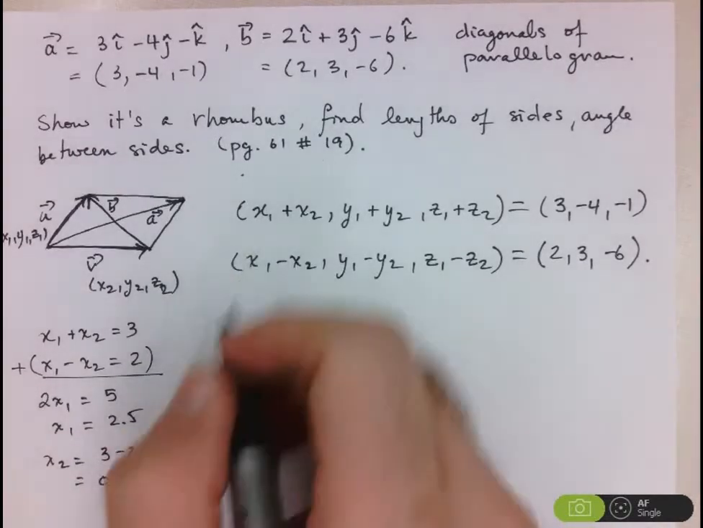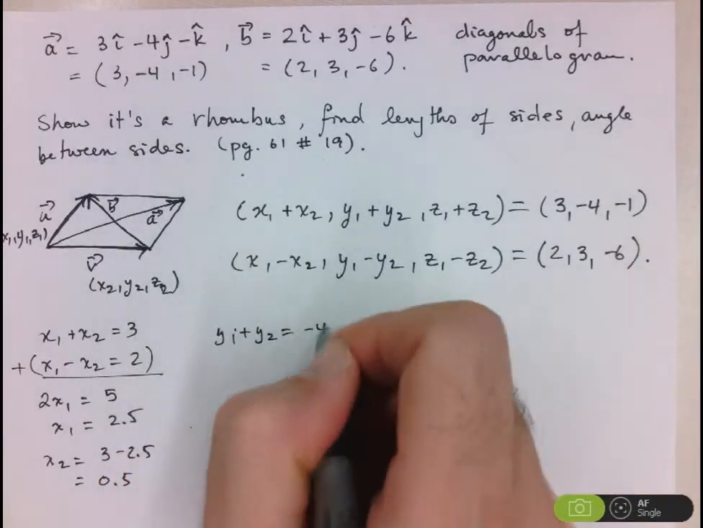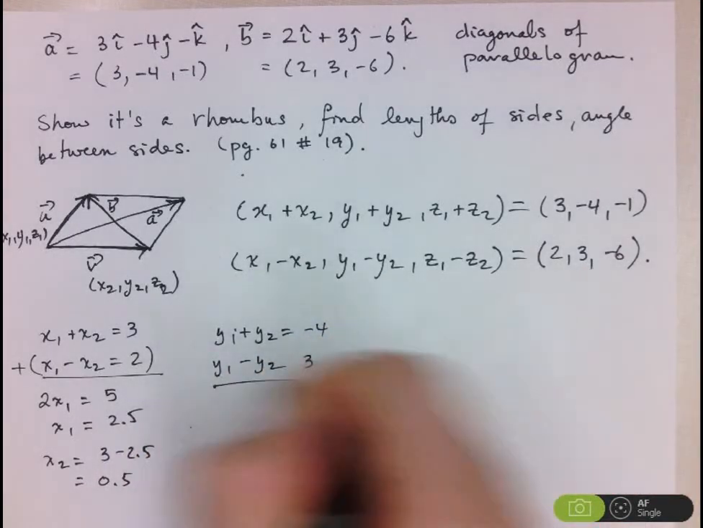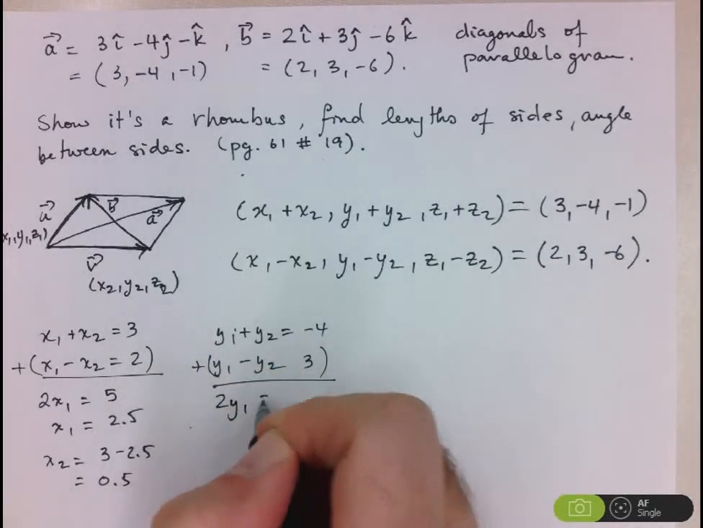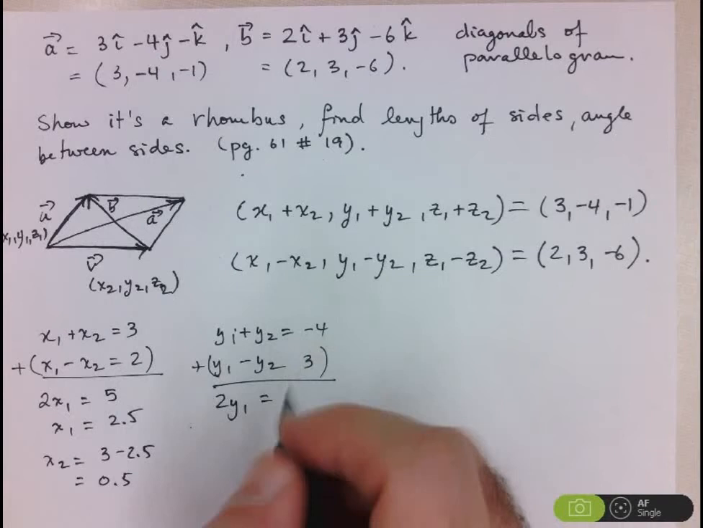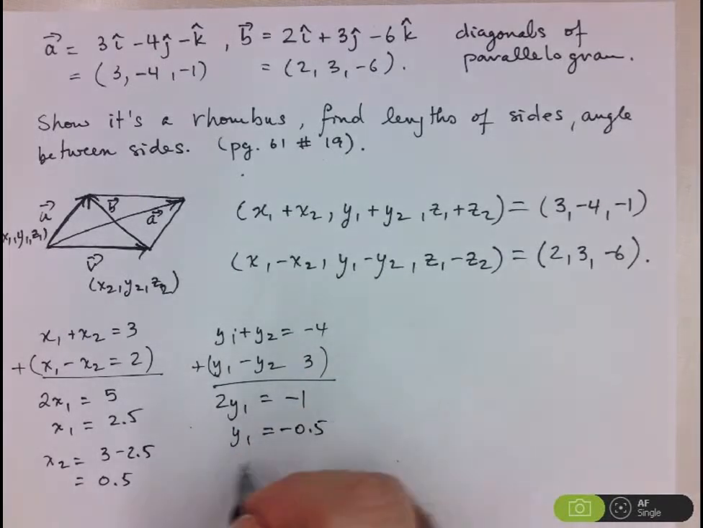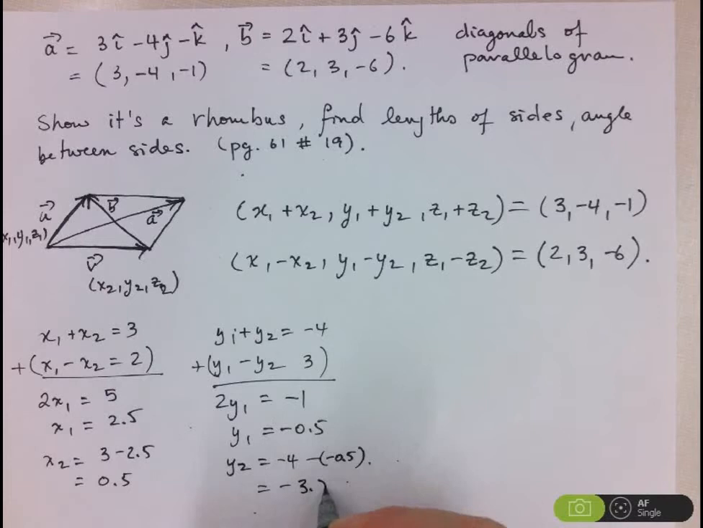Now I'll do the same thing with the y components, so y1 plus y2 is equal to -4, and y1 minus y2 is equal to 3. Again, let's add them. We get 2y1 is equal to, these cancel out, negative 4 plus 3 is negative 1. So y1 is negative 0.5, and for y2, if I use that one there, I have negative 4 minus y1, which is negative 0.5. So negative 4 plus 0.5 is equal to negative 3.5.